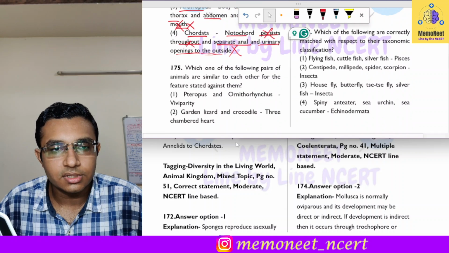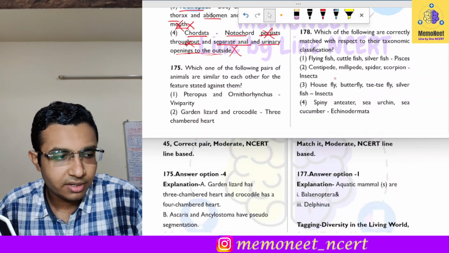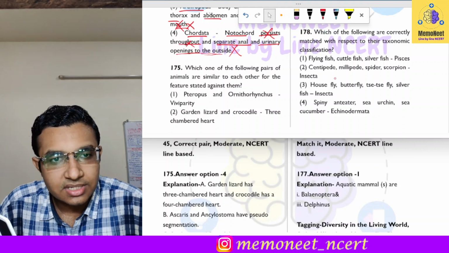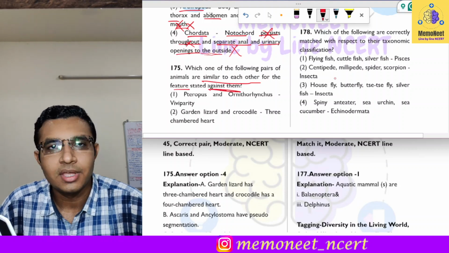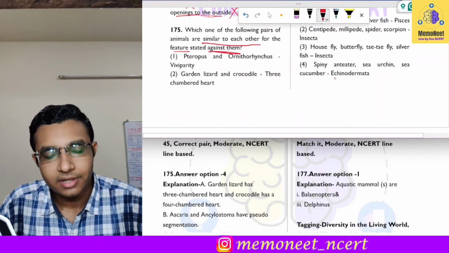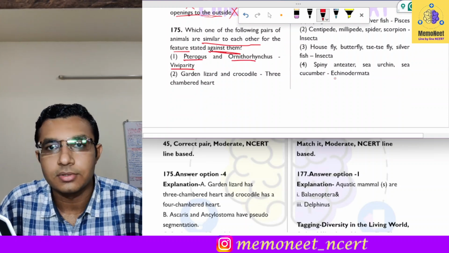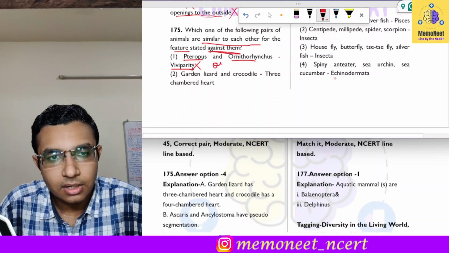The next question is question number 175. It states that which one of the following pairs of animals are similar to each other for the feature stated against them. Let us check the options one by one. The first option is: Pteropus and Ornithorhynchus are viviparous. So is this correct? No, this is incorrect because Pteropus and Ornithorhynchus are oviparous.